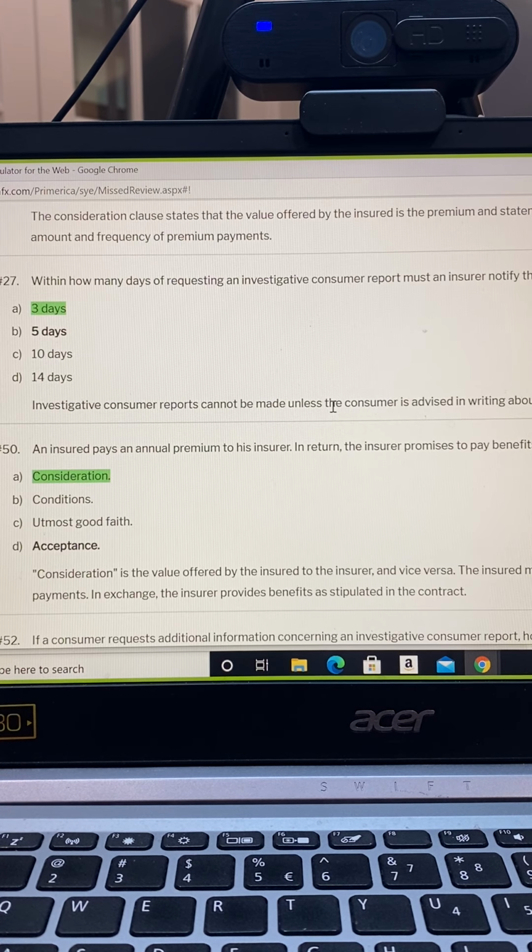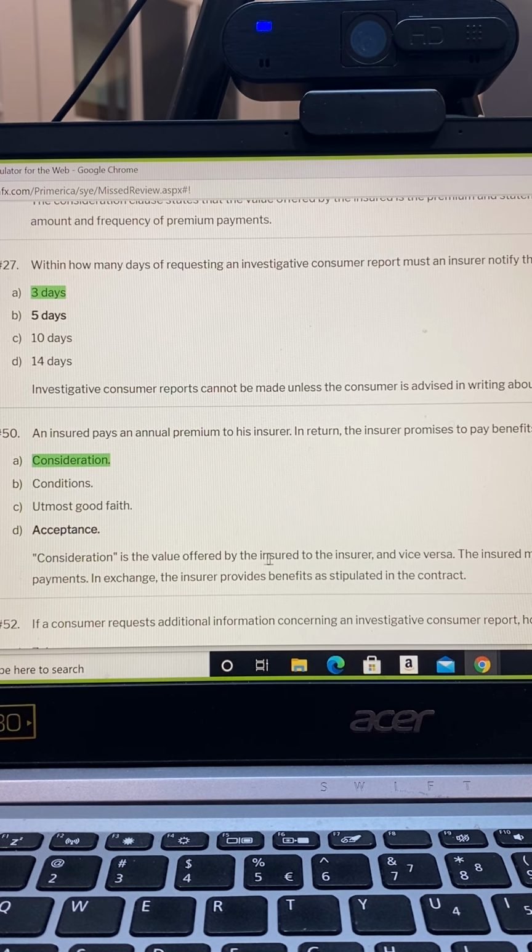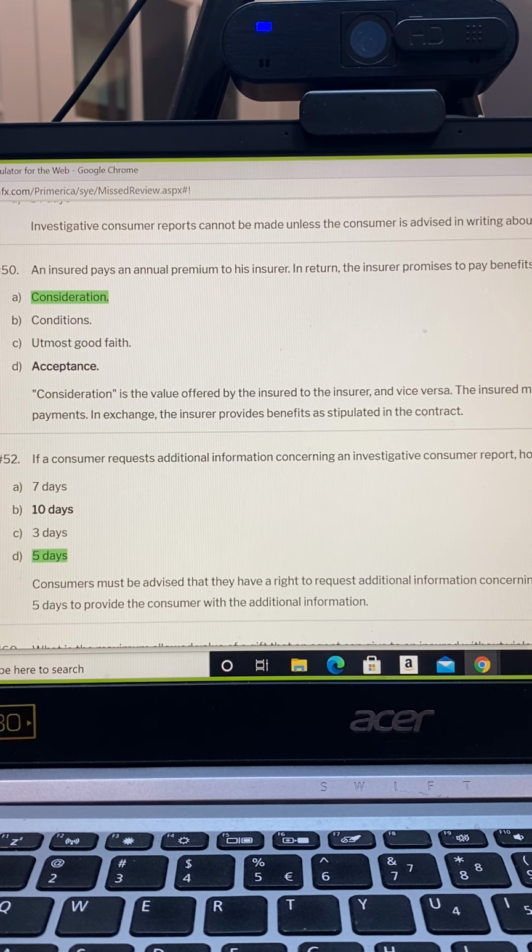Okay, 3 days. An insured pays an annual premium to his insurer. In return, the insurer promises to pay. You remember that's the one we kept talking about. Yeah. When you pay your premium, that's a consideration. We got to make sure we catch that next time.